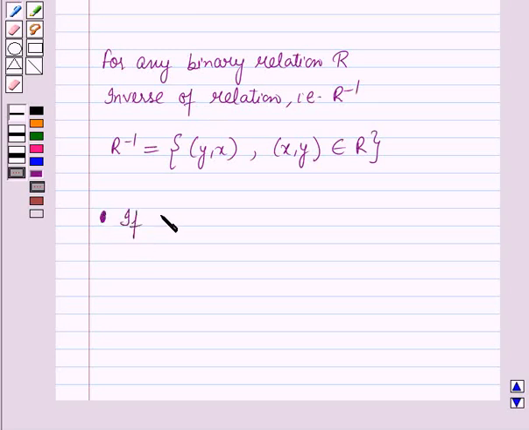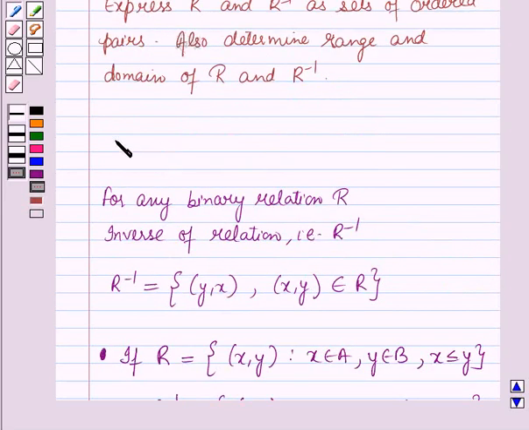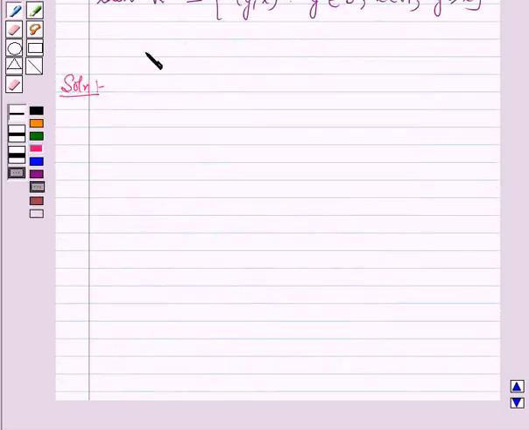And let us discuss one more thing: if the relation R is the set containing the ordered pairs (x, y) such that x belongs to A, y belongs to B and x is less than or equal to y, then R inverse is equal to the set containing the ordered pairs (y, x) such that y belongs to B, x belongs to A and y is greater than or equal to x. Now this result will work out as a key idea for solving this question. And now, we will start with the solution.